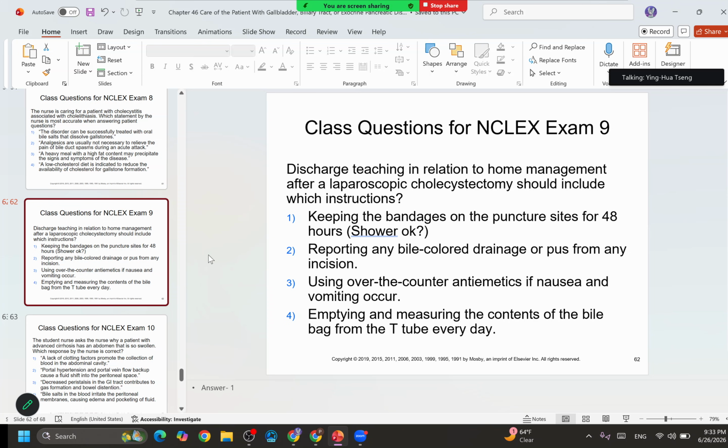Emptying and measuring the content of the bile bag from the T2 every day. Yeah, but we don't want you doing it just once a day, usually every 8 hours. That's why it's a good practice. It's good documentation.